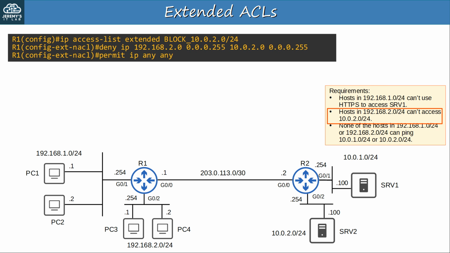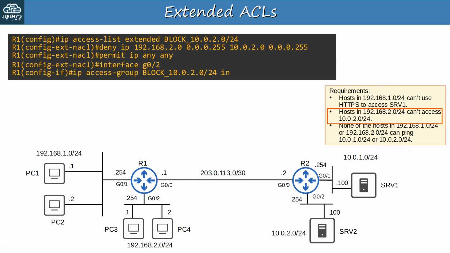So, which interface should this ACL be applied to? Remember, extended ACLs should be applied as close to the source as possible. In this case, the source is 192.168.2.0/24. So I applied the ACL inbound on R1's G0/2 interface. Okay, now the second requirement has been fulfilled.